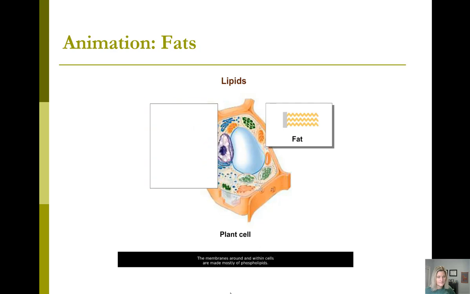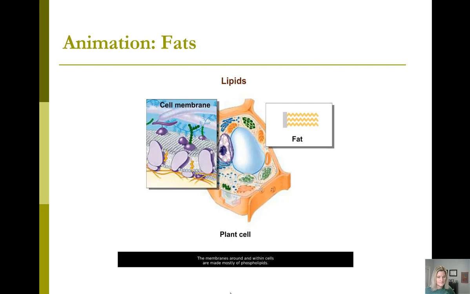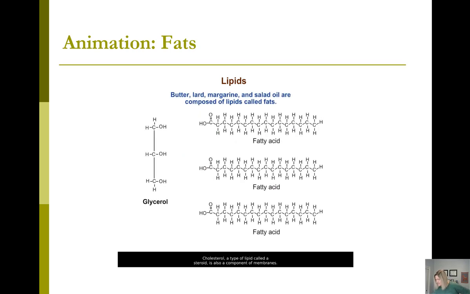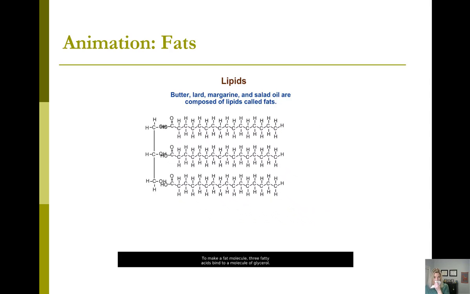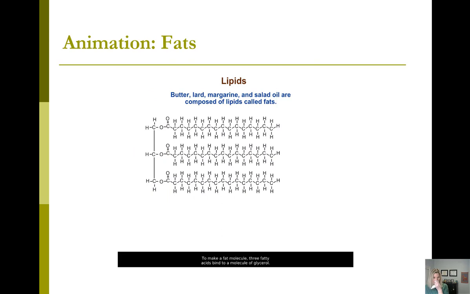The membranes around and within cells are made mostly of phospholipids. Cholesterol, a type of lipid called a steroid, is also a component of membranes. Butter, lard, margarine, and salad oil are composed of lipids called fats. To make a fat molecule, 3 fatty acids bind to a molecule of glycerol. For this reason, fat molecules are technically called triglycerides.